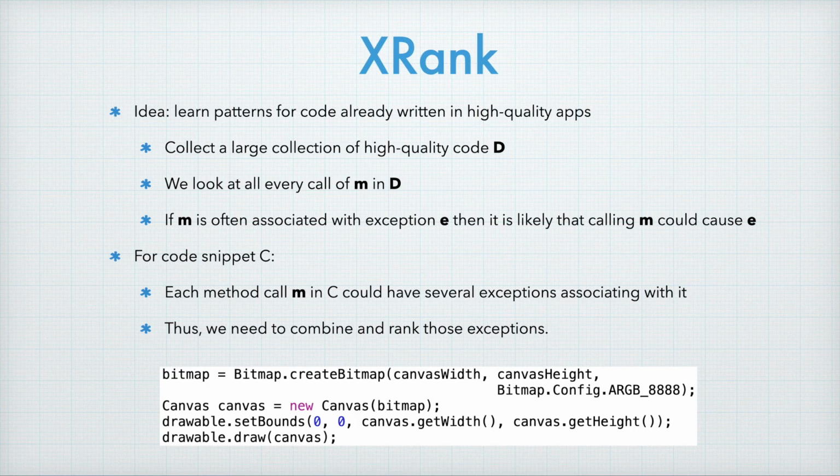The idea of X-rank is that we want to learn the pattern from the code already written in high quality apps. So we collect a large collection of high quality code D. We look at every method call M in D. If M is often associated with the exception E, for example, M and E often co-occur in a try-catch block, then it is likely that calling M could cause E. So going back to the code snippet C, each method M in C could have several exceptions associated with it. So we need to combine and rank those exceptions. For example, in the code snippet here, we have the create bitmap function, and we also have the draw function. So we have to combine and rank the exceptions associated with the two methods.